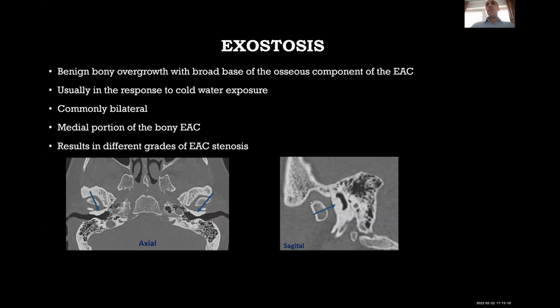Okay. And the second pathology, which is similar to osteoma, is exostosis, which is a benign outgrowth with a broad base of the osseous component of the external auditory canal. Surfer ear, common in swimmers. These are the common narratives about the history. Surfer's ear, usually in response to cold water exposure, commonly bilateral, osteoma unilateral. Medial portion of the bony external auditory canal; the osteoma at the junction between the cartilaginous and the bony part, results in different grades of external auditory canal stenosis.